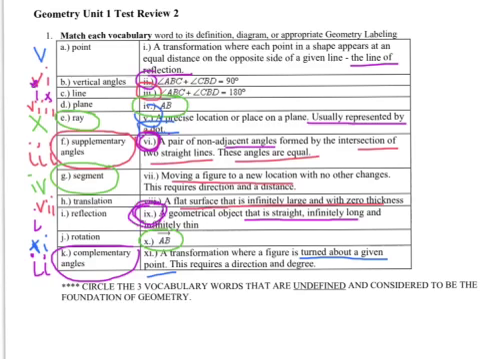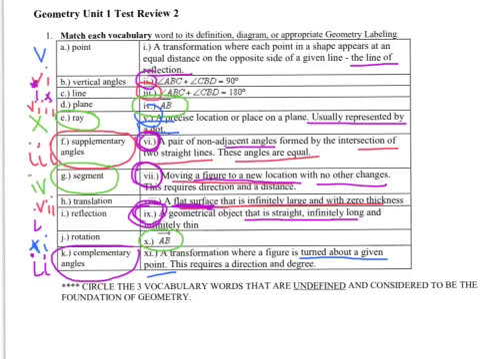A geometric object that is straight, infinitely long, and infinitely thin. The plane is similar. It's a flat surface that is infinitely large with no thickness. We already had a ray, we had supplementary angles, we had a segment. The last ones are different types of transformations. So a translation was number 7 technically. It was moving a figure to a new location with no other changes.